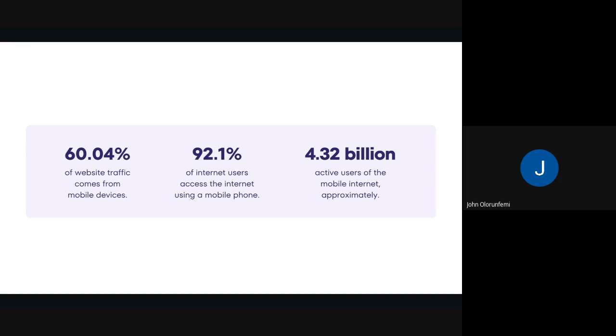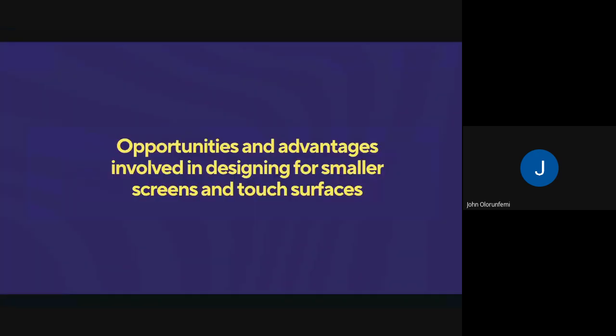We have 60% of web traffic coming from mobile devices, 92% of internet users accessing the internet using the mobile phone, and approximately over 4 billion active users of mobile internet. What this says basically is that almost every user is on a small screen or a touch surface per se.